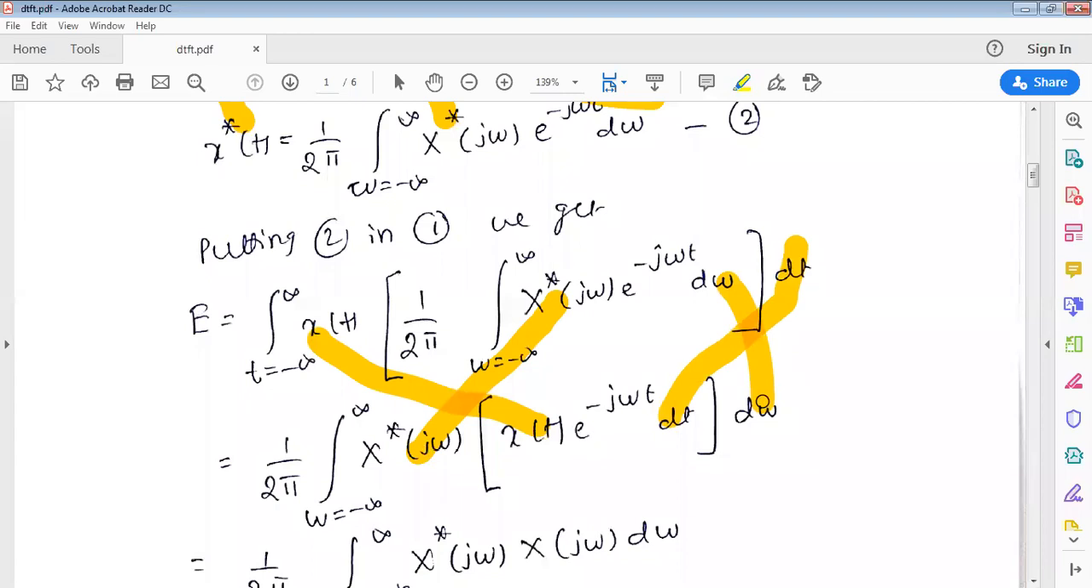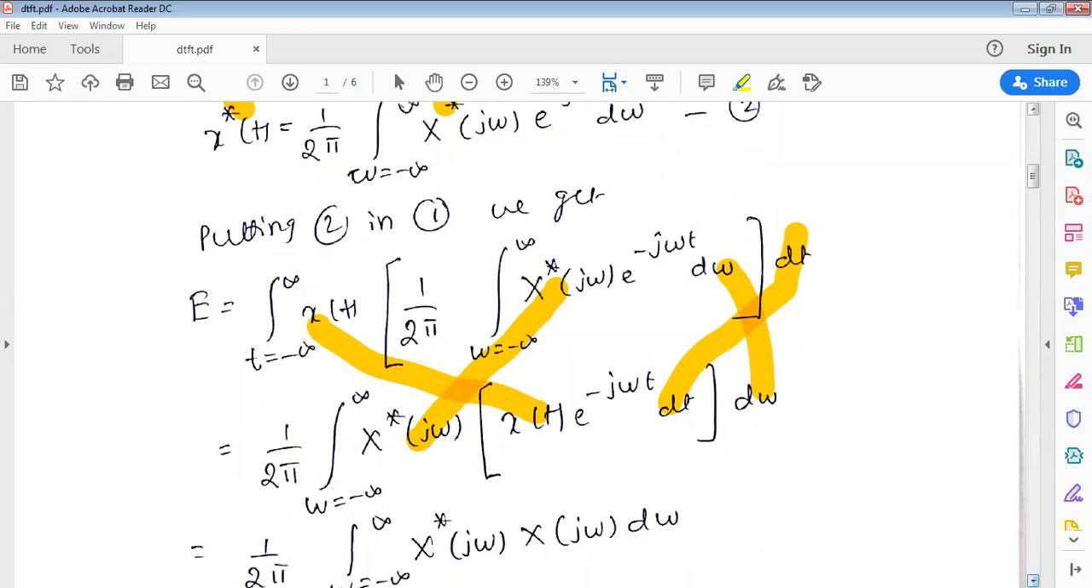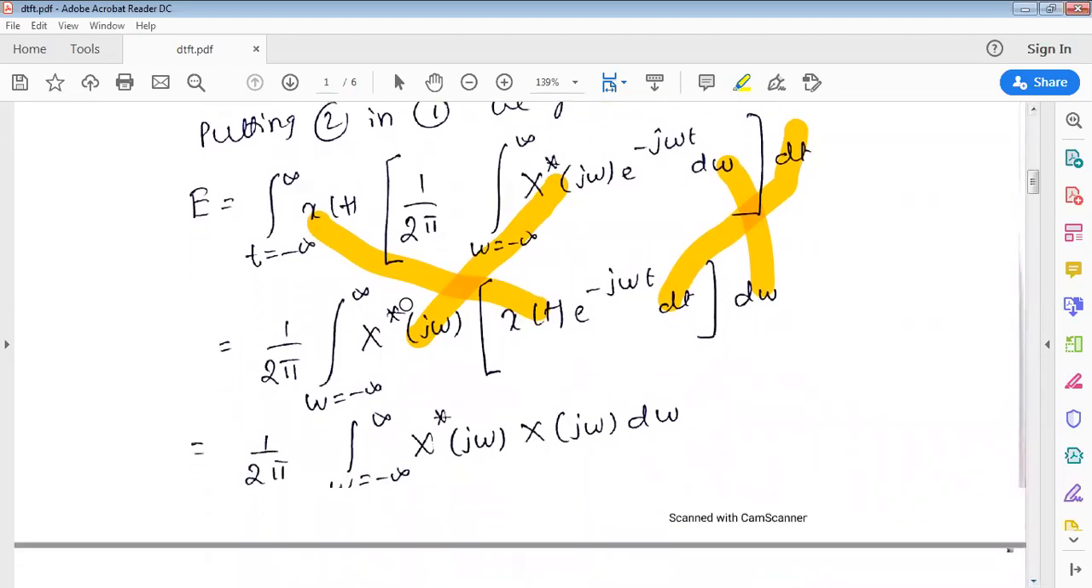Did you follow this step? Any doubt? No doubt, sir. Okay. Now look here, x star of j omega I have. What is this quantity? x of t into e power minus j omega t is nothing but your x of j omega. Any doubt here? x of t e power minus j omega t dt will become x of j omega.